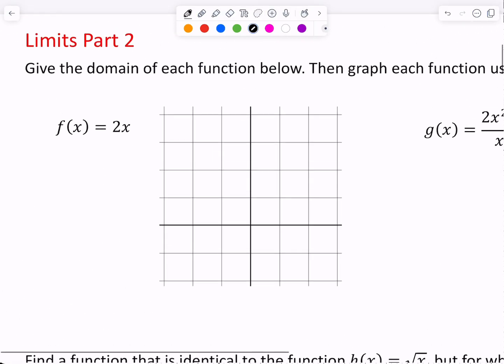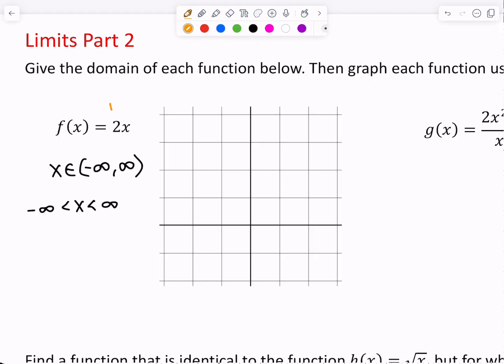Now the first function is f of x equals 2x. You can double any number, so the inputs x can be any real number. So the domain is x can be any real number. This symbol right here means "is an element of," and we have interval notation from negative infinity up to positive infinity. Or you can say that x must be somewhere in between negative infinity and positive infinity.